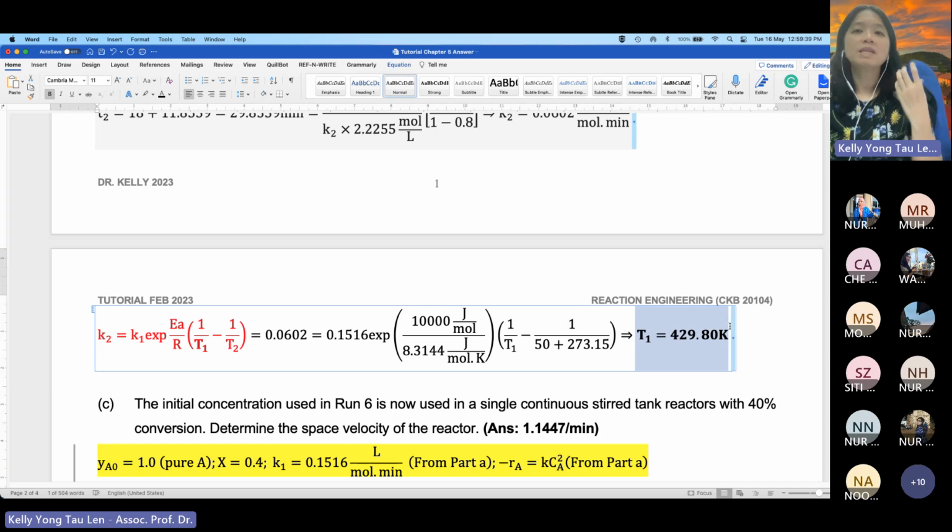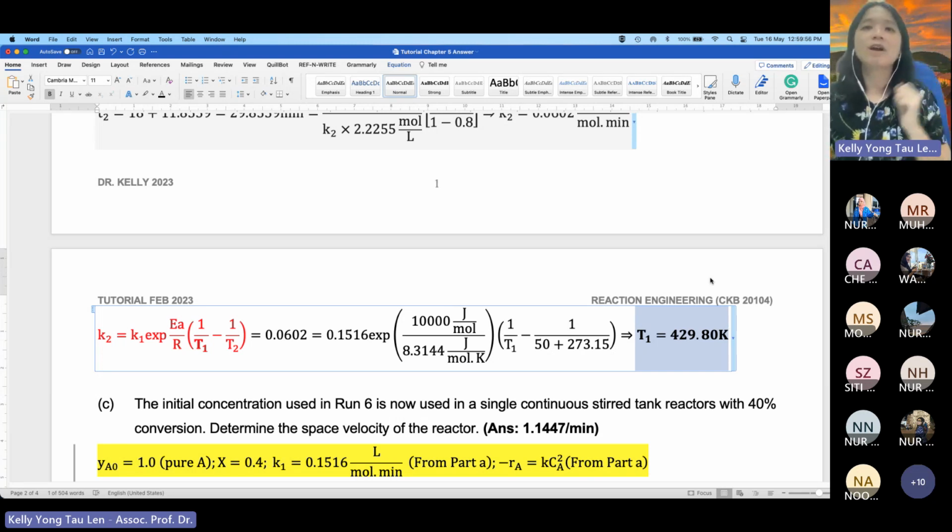Sebab masa tindak balas menjadi panjang apabila dia adalah 50 Celsius. Maksudnya suhu asal tu lebih tinggi lah. Sebab tu masa tindak balas menjadi lebih panjang apabila kita sejukkan kepada suhu yang lebih rendah.